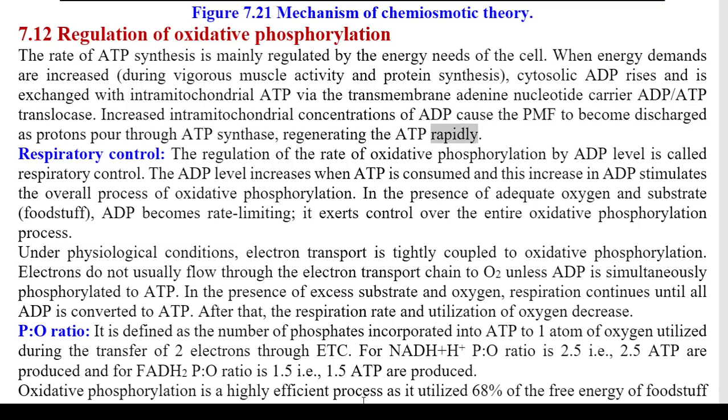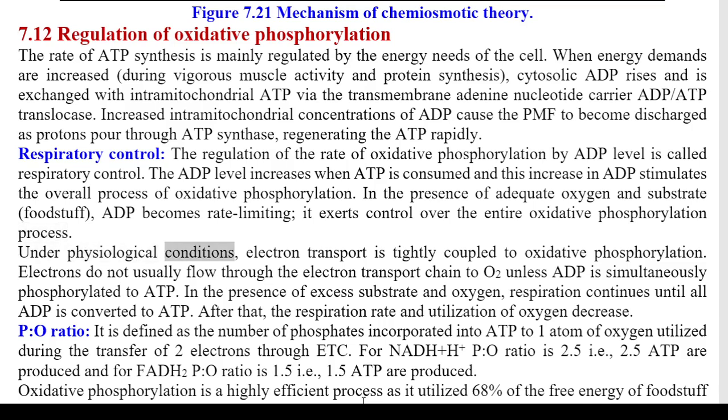rapidly. Respiratory control. The regulation of the rate of oxidative phosphorylation by ADP level is called respiratory control. The ADP level increases when ATP is consumed, and this increase in ADP stimulates the overall process of oxidative phosphorylation. In the presence of adequate oxygen and substrate, foodstuff, ADP becomes rate limiting. It exerts control over the entire oxidative phosphorylation process.